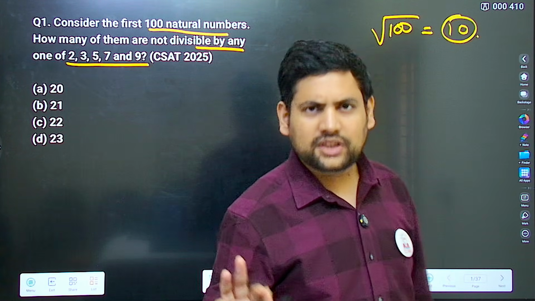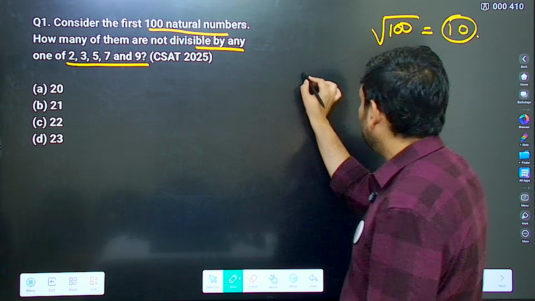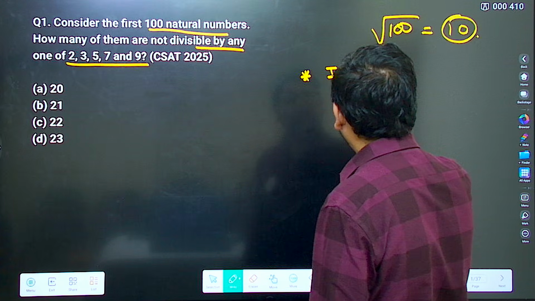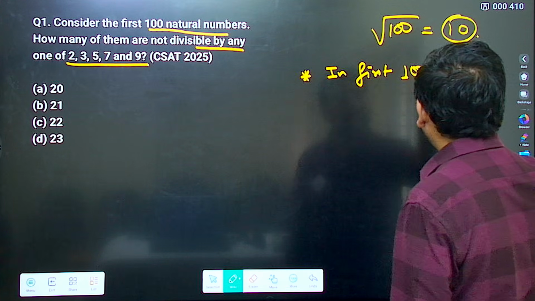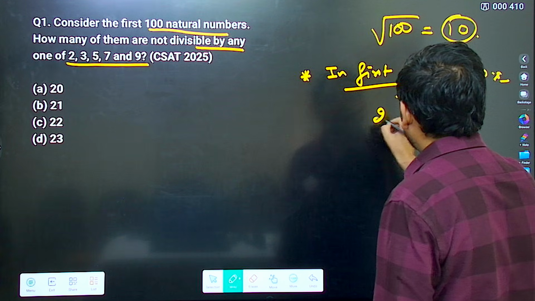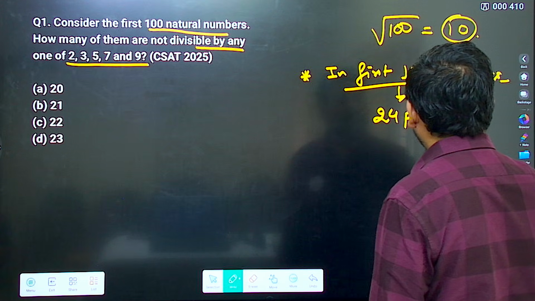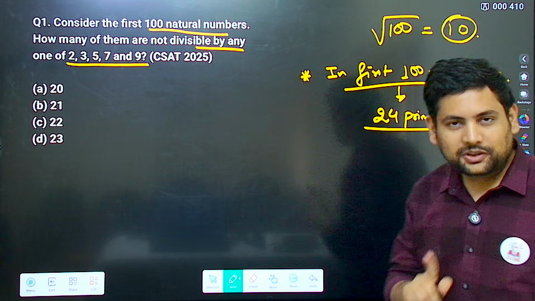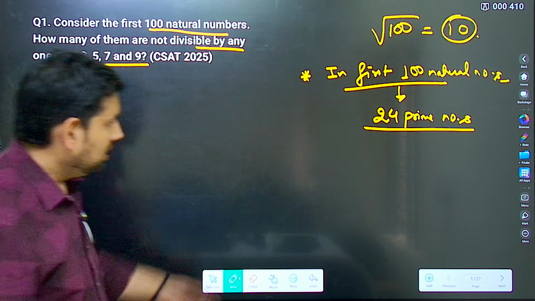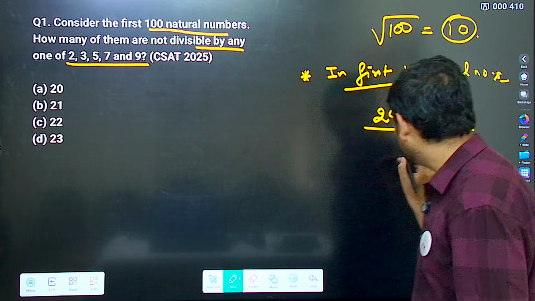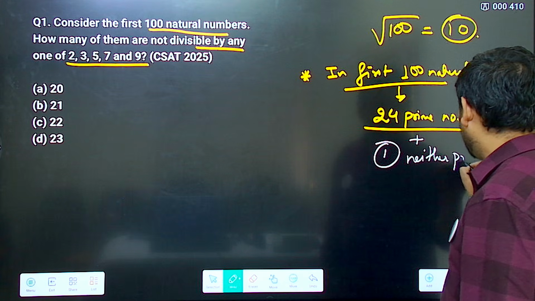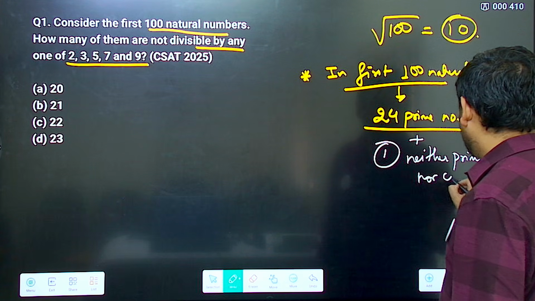If you get confused, one thing you should remember: in the first 100 natural numbers, there are 24 prime numbers. There are 24 prime numbers. Now, one more thing is there that we'll see. So now you see 24 prime numbers are there, and there is one more very special number called 1, which is neither prime nor composite.